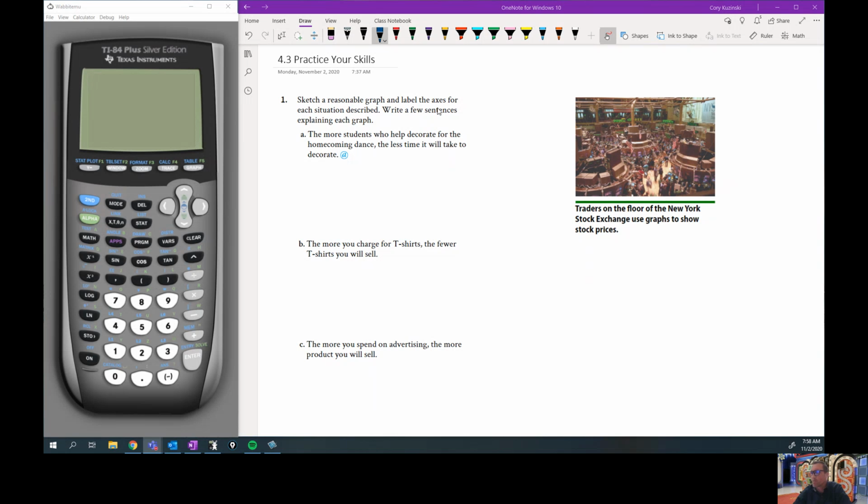Sketch a reasonable graph and label the axes for each situation below. Write a few sentences explaining each graph. Okay, so the more students who help decorate for the homecoming dance, the less time it'll take to decorate. If I was going to make a graph of this, I would probably measure number of students here. And the more students we have, the less time it will take.